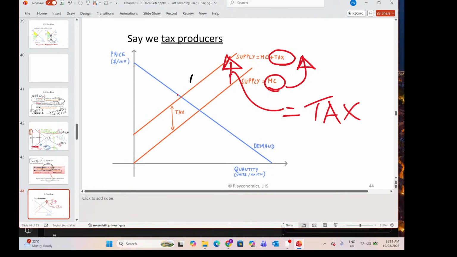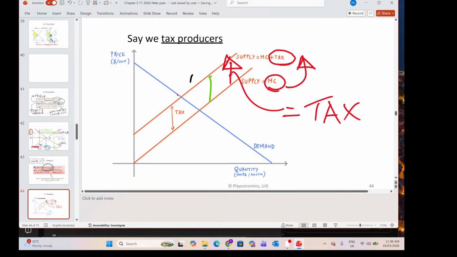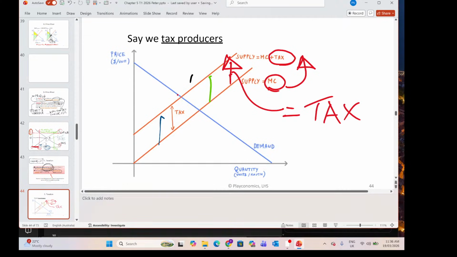And we could measure the tax anywhere along the supply curve that we like. We could measure it here, the difference there, or we could measure it here. So it doesn't matter where we measure it. It's just the vertical distance between the two lines.